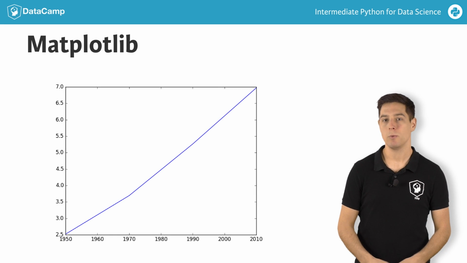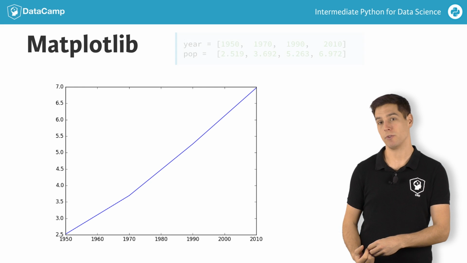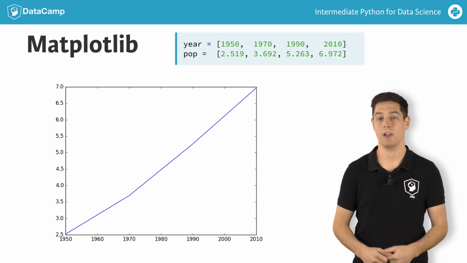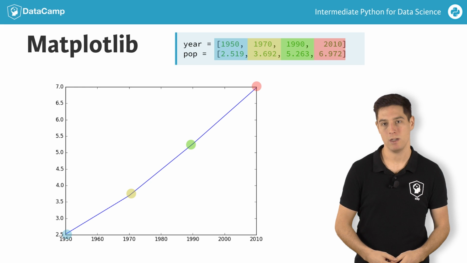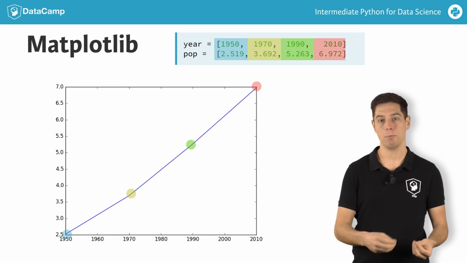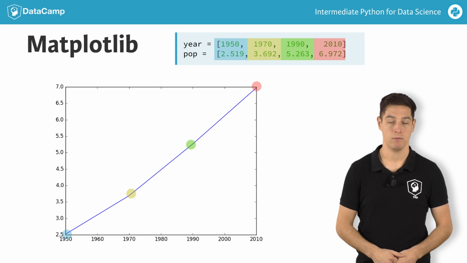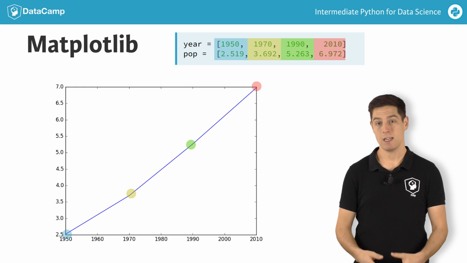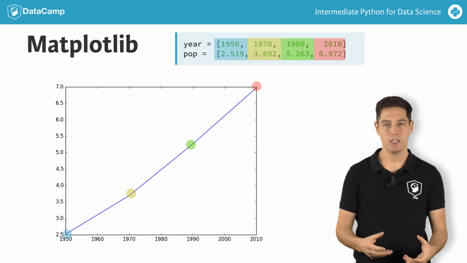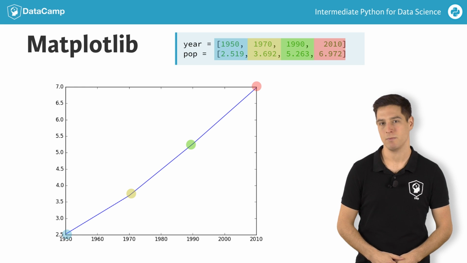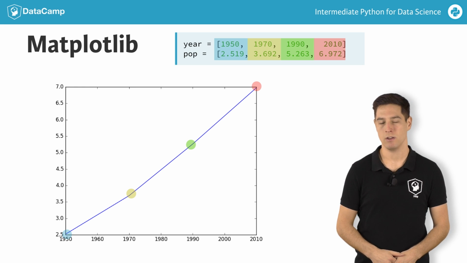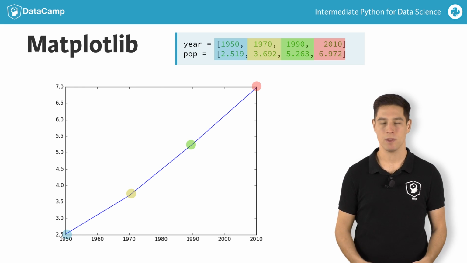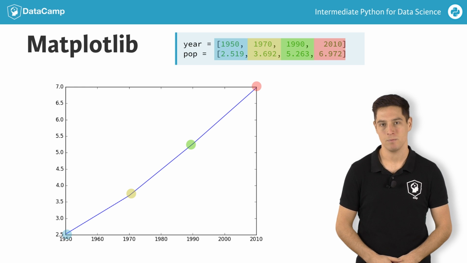When we look at our plot, we see that the years are indeed shown on the horizontal axis and the population on the vertical axis. There are 4 data points, and Python draws a line between them. In 1950, the world population was around 2.5 billion. In 2010, it was 7 billion. So the world population has almost tripled in 60 years. That's pretty scary. What if the population keeps on growing like that? Will the world become overpopulated? You'll find out in the exercises.